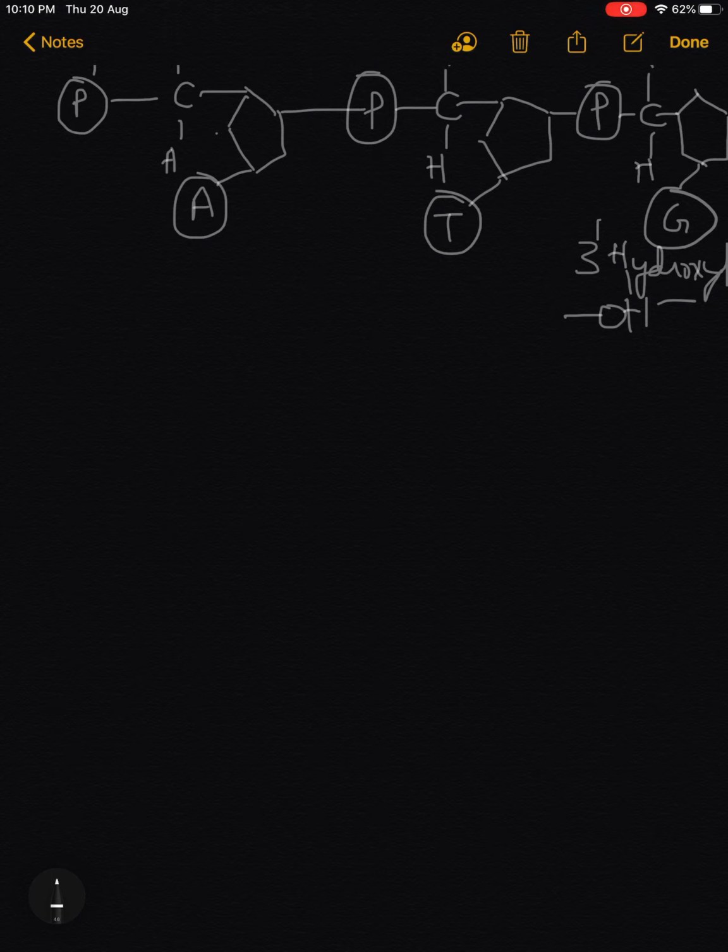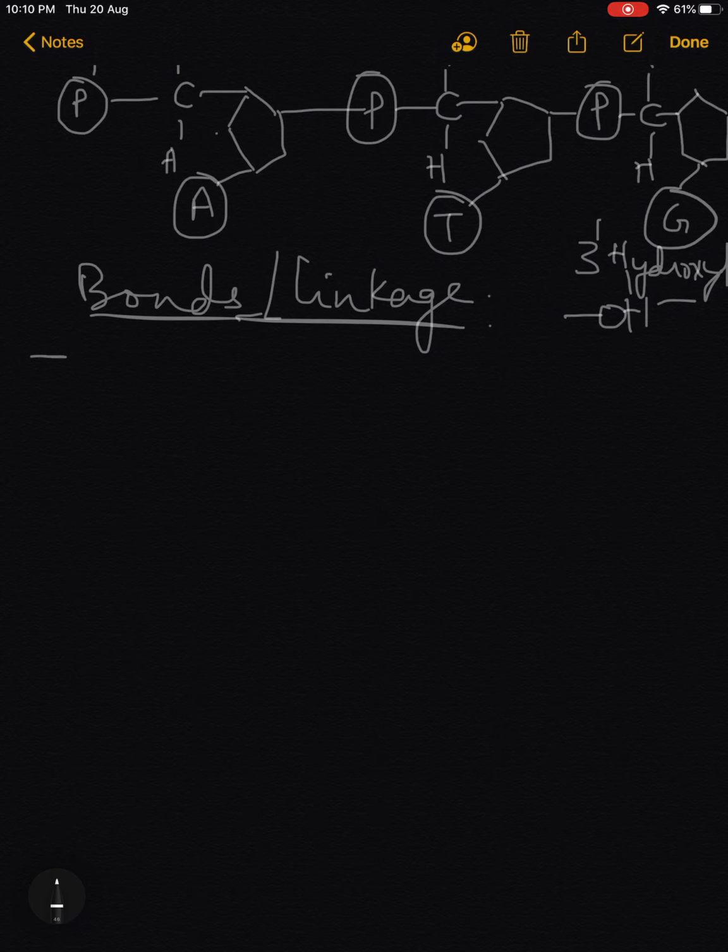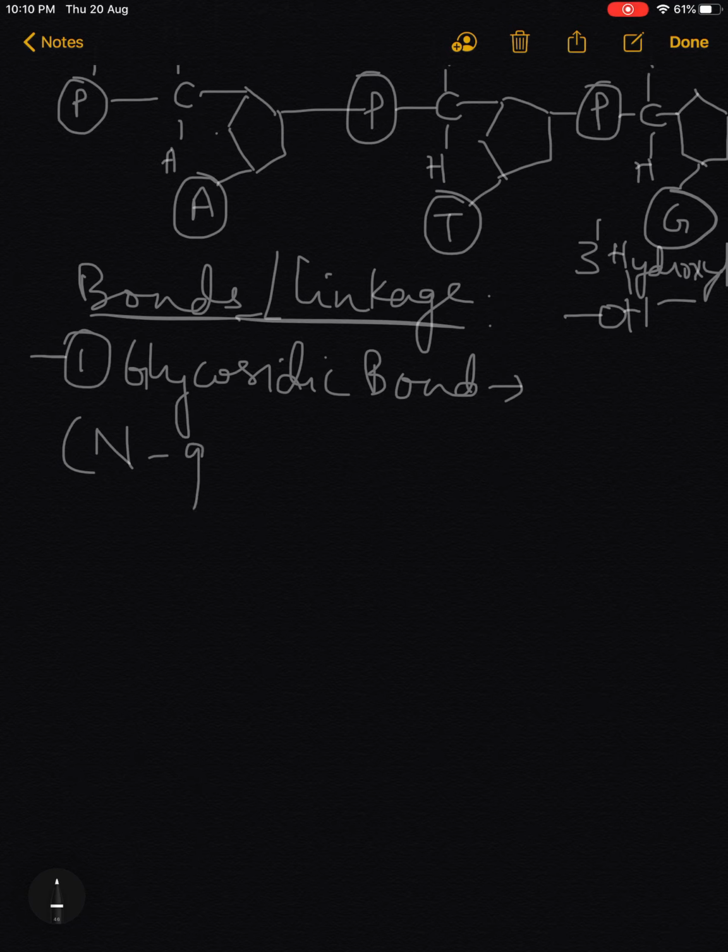Now the polynucleotide shows the following types of bonds, children, very important. What are the types of bonds shown in this chain, or you can say the linkage? Because it's a chain, how is the chain formed? So the first bond here is the glycosidic bond. We also call it N-glycosidic linkage.